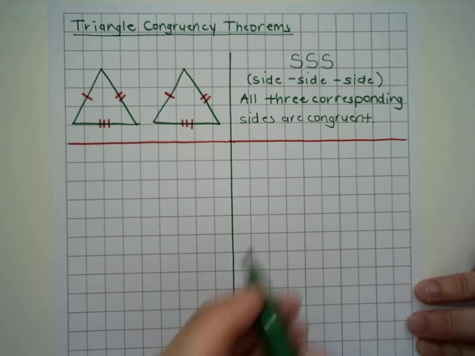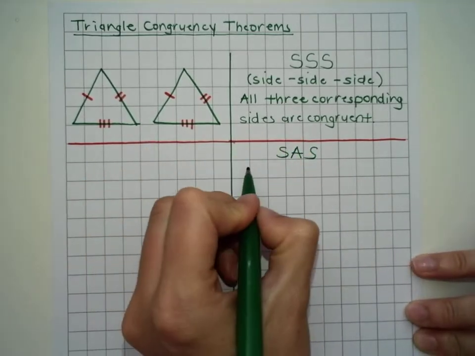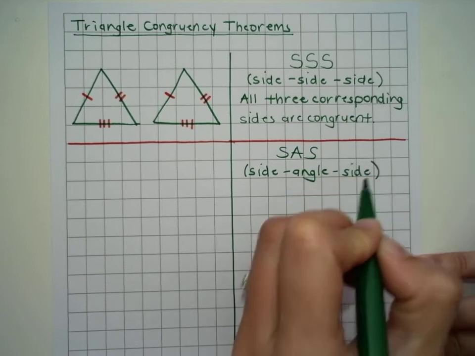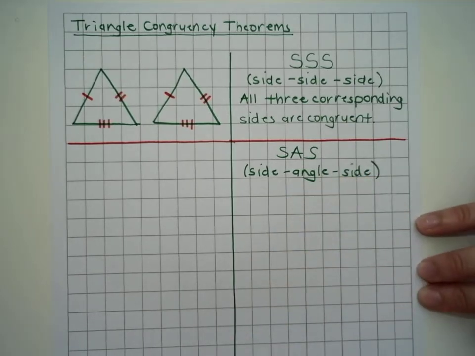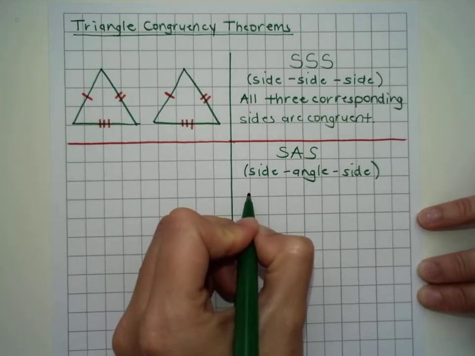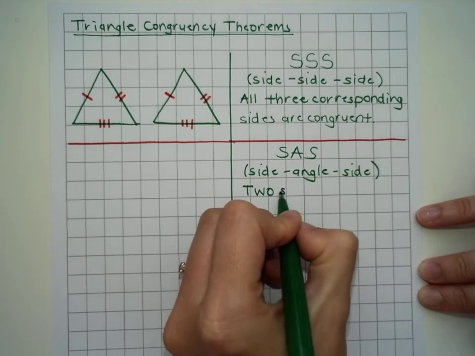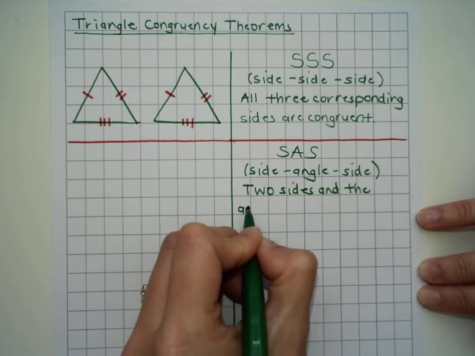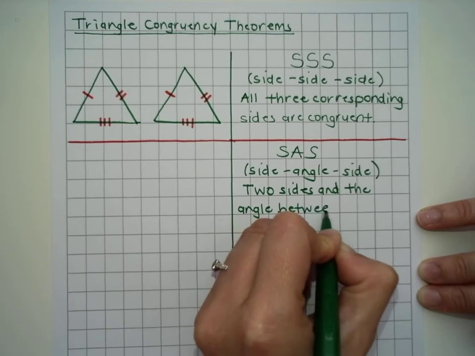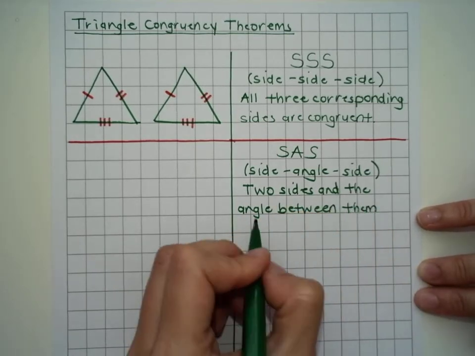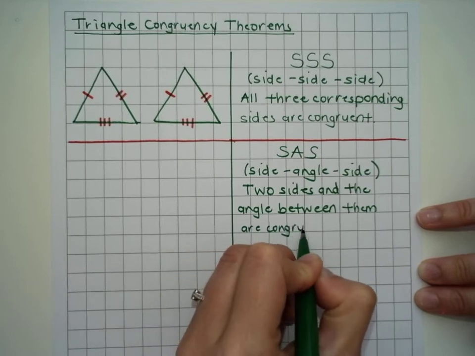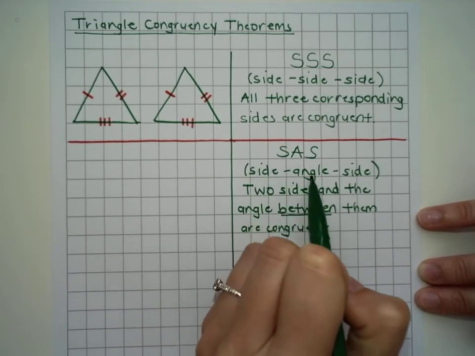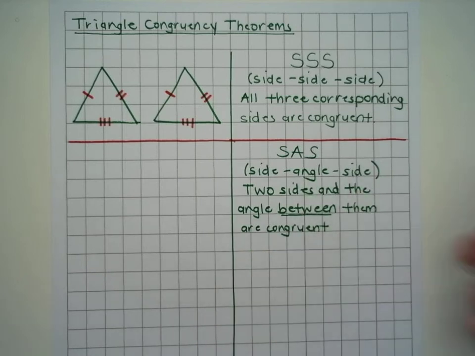Okay, we can also use side, angle, side to prove triangle congruency. So if you have two sides and the angle between them that are congruent, then we know those triangles are congruent. And note that it has to be between them. So side, angle, side, it goes in this order. You have a side and then the angle inside of the other side. So side, angle, side.